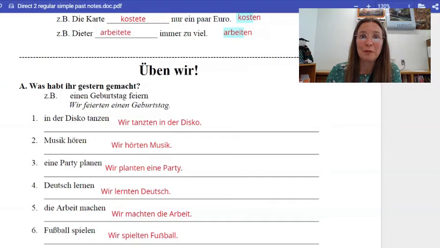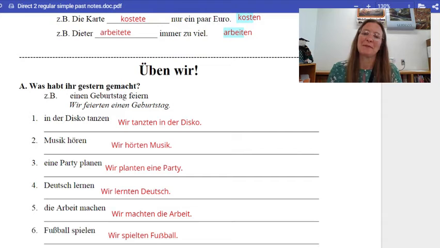Sind wir wieder da und wir korrigieren unsere Antworten. Wir beginnen mit Nummer 2. Ja? Wir hörten Musik. Nummer 3. Wir planten eine Party. Nummer 4. Wir lernten Deutsch. Nummer 5. Wir machten die Arbeit. Und Nummer 6. Wir spielten Fußball.